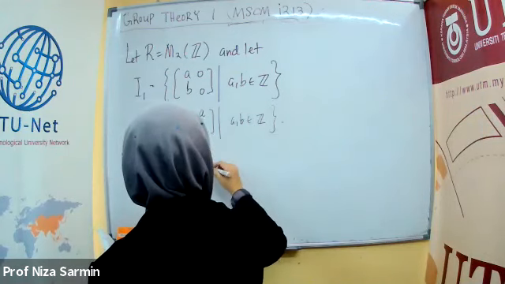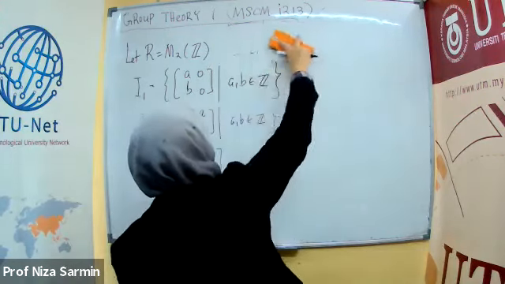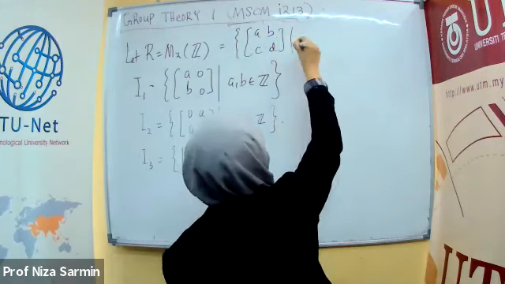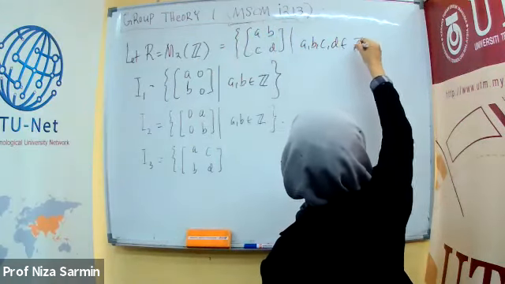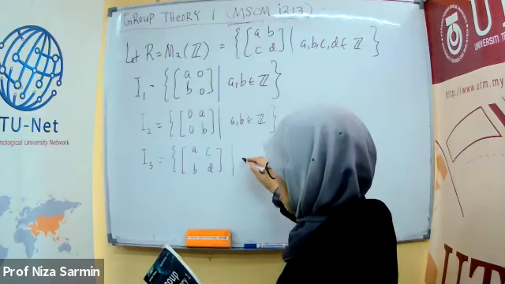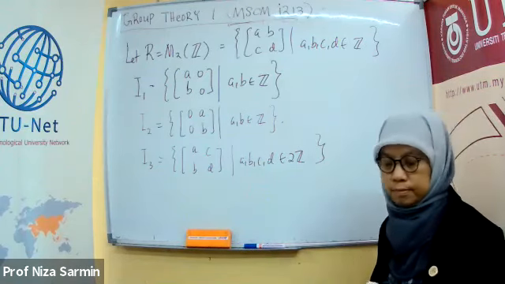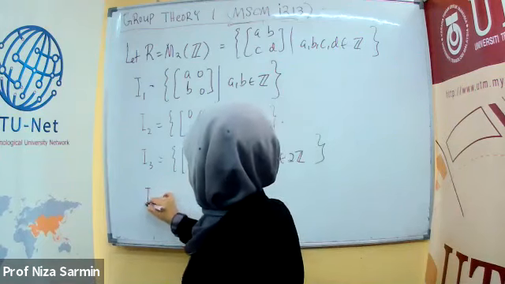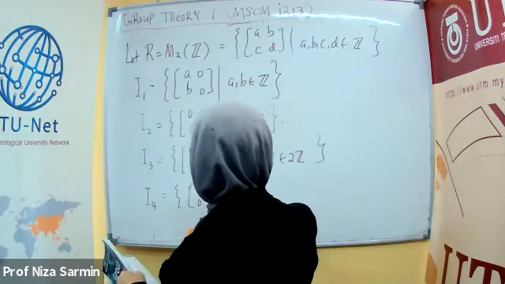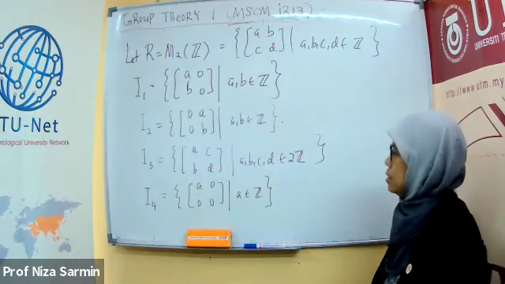Okay, I3 is [A B; C D]. Normally I put this like this: A, B, C, D in Z. And this one, it doesn't matter, I can put A, B, C, D too, but A, B, C, D in 2Z, even integers. And I have I4.